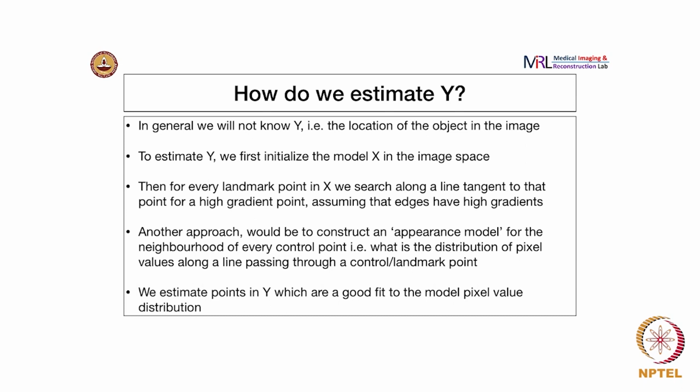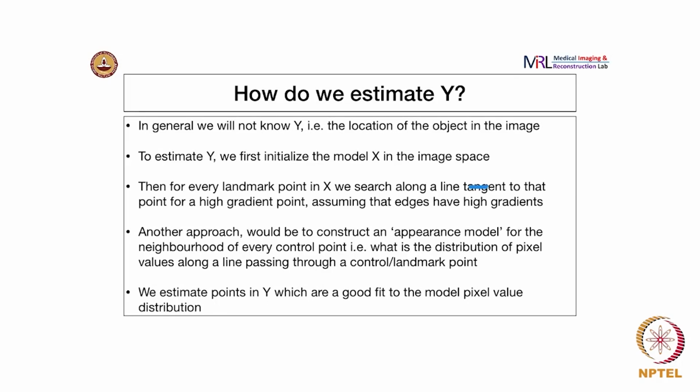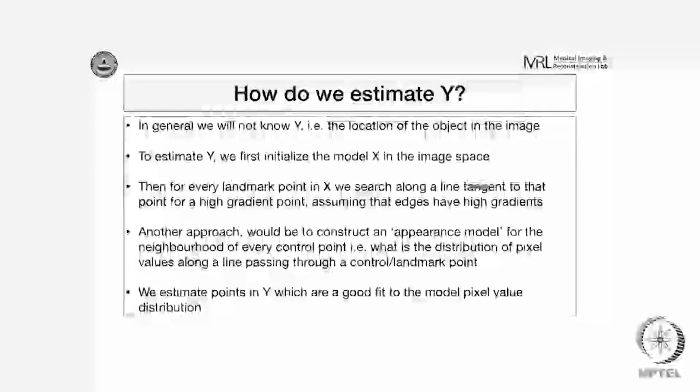So first we initialize the model in the image space. Then for every landmark point in X, we search along a line normal, not tangent, sorry. We search along a line which is normal. For that, you draw a tangent and you search along the normal.